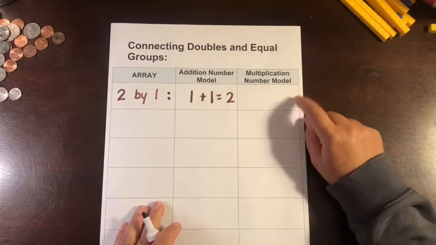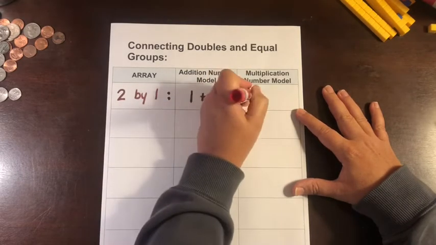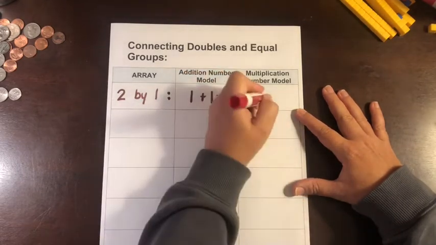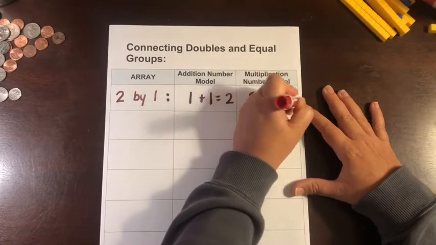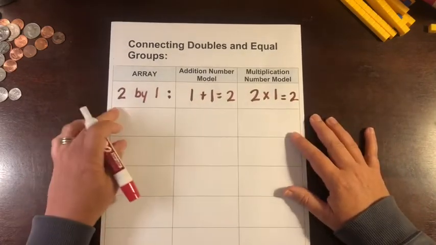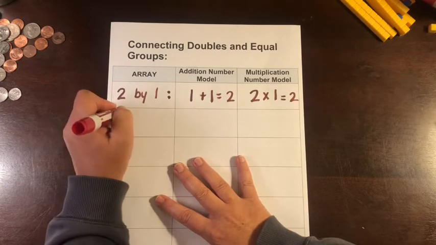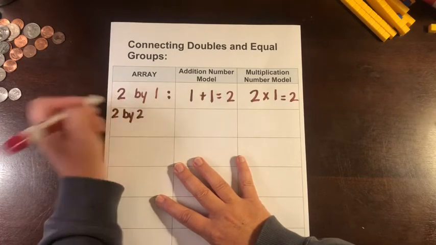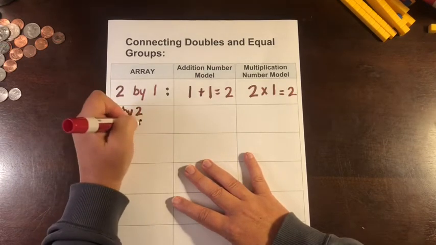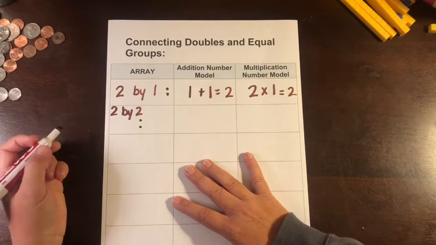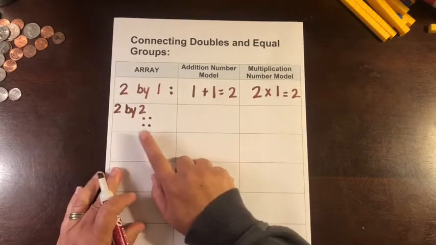If I wanted to write that as a multiplication, I could say, how many rows do I have? 2. And how many are in each row? 1. And that equals 2. All right, so that is a 2 by 1 array. What if I wanted to do a 2, I'm gonna write smaller this time, 2 by 2 array? How many rows do I have? 2, so there's 1, there's 2. How many are in each row? 2, so 1, 2, 1, 2. That's what my array would look like.